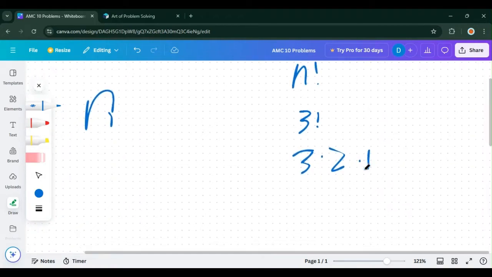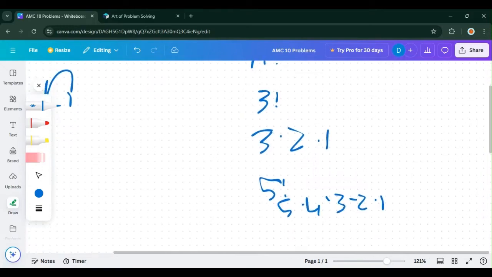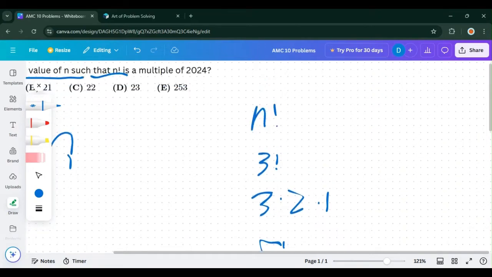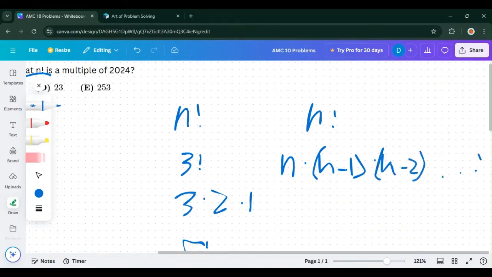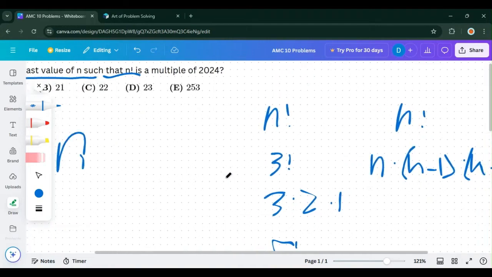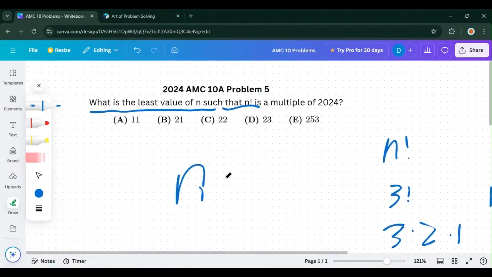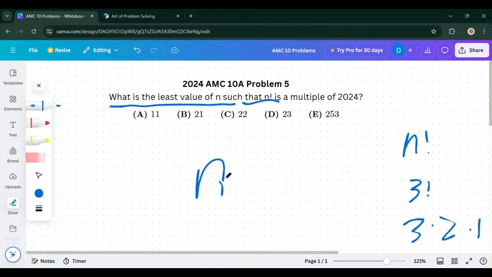So we have another example. Let's just say 5 factorial is just 5 times 4 times 3 times 2 times 1. And as you see here, we have 5, the largest number, all the way to 1, all the integers being multiplied together. And if we have a general form, n factorial is n times n minus 1 times n minus 2, and on and on, all the way to times 1. Okay, so now you know what factorials are. That's pretty good. We need that to solve our problem.